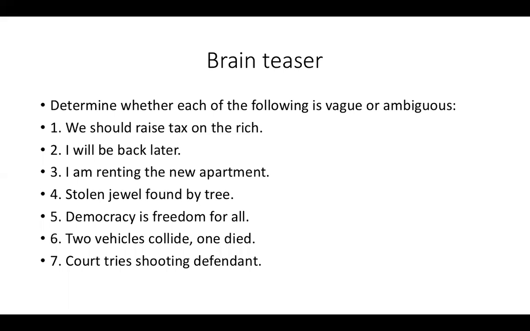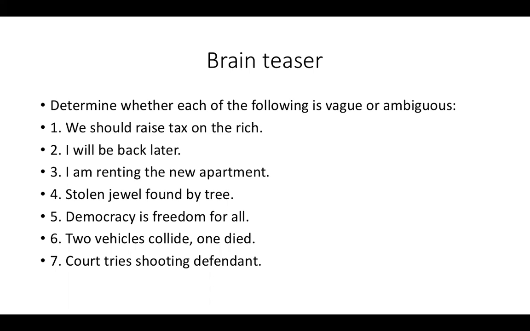Then 2 vehicles collide, one died. This is ambiguous. Now 2 vehicles collide, that one is clear, but one died. When you say one died, who died? Is it one of the vehicles that died or one of the people in the vehicles? So there are two meanings. The statement has two meanings.